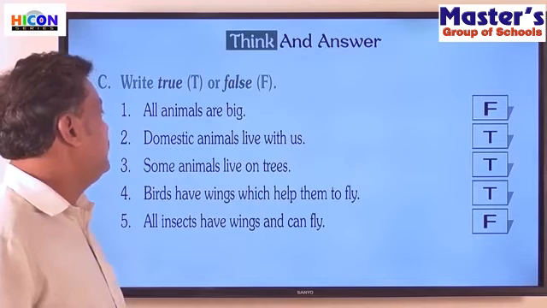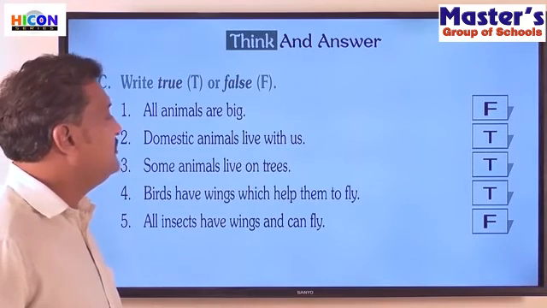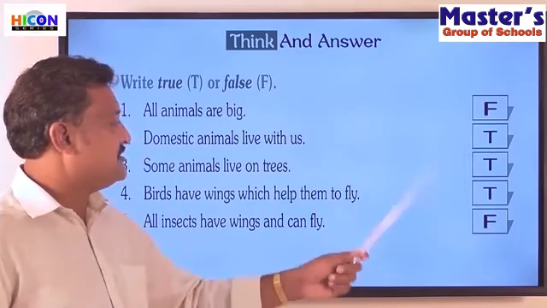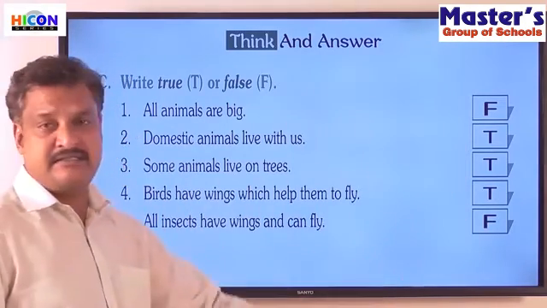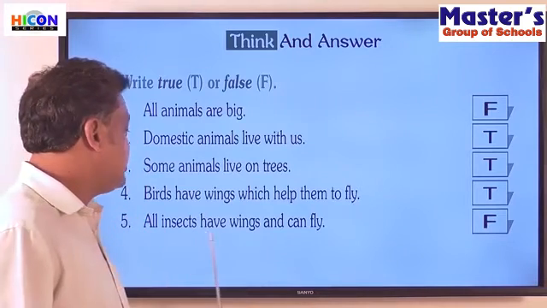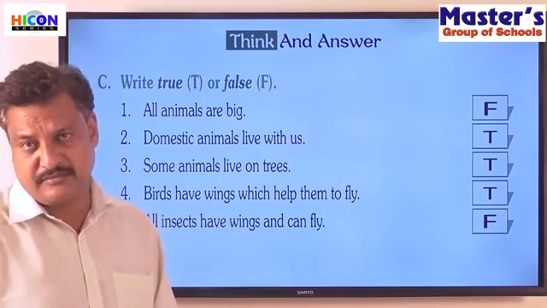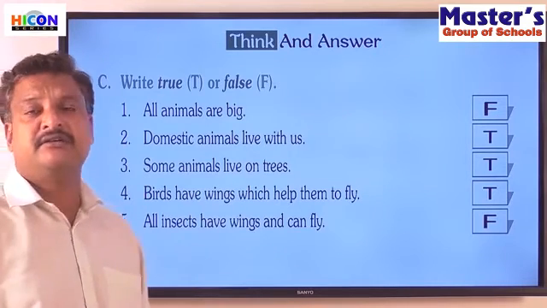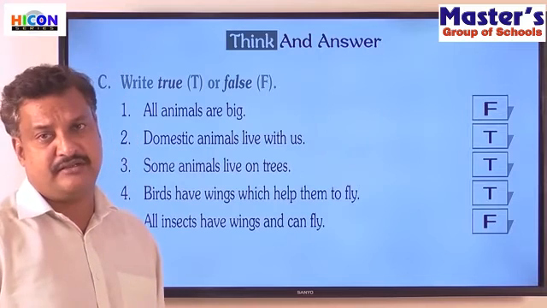So all animals are big is a false statement. Domestic animals live with us is a true statement. Some animals live on trees is a true statement. Birds have wings which help them to fly is a true statement. All insects have wings and they can fly is a false statement, right? So now I'll keep the screen the same for another minute so that you can read these sentences once again. Right?